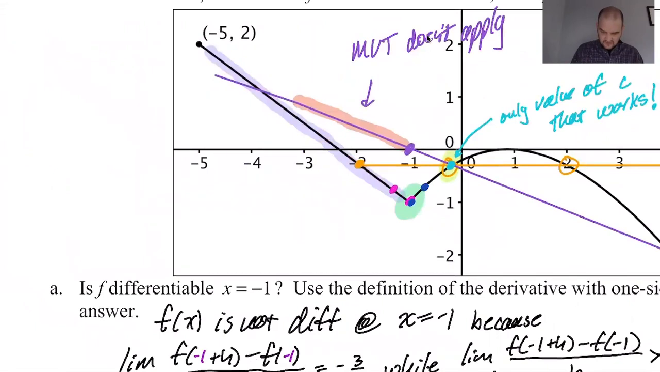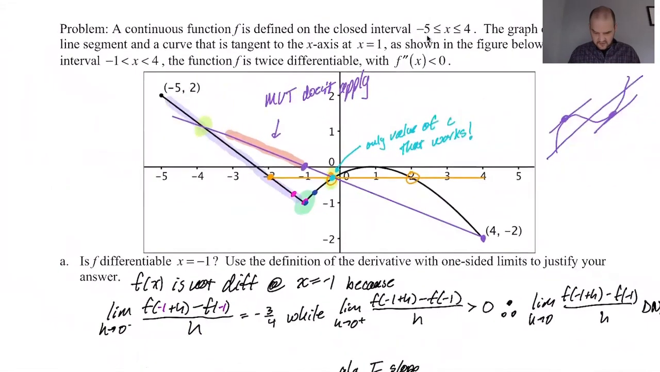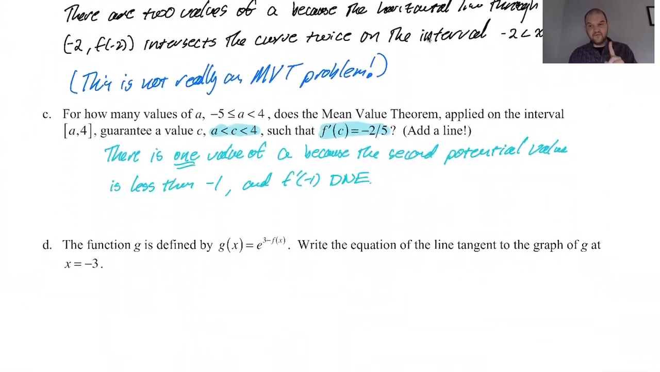The next potential value is this one, but since the curve is not differentiable on that interval, the mean value theorem doesn't apply. So that's why we are kicking that value out. So there's only one value of A.